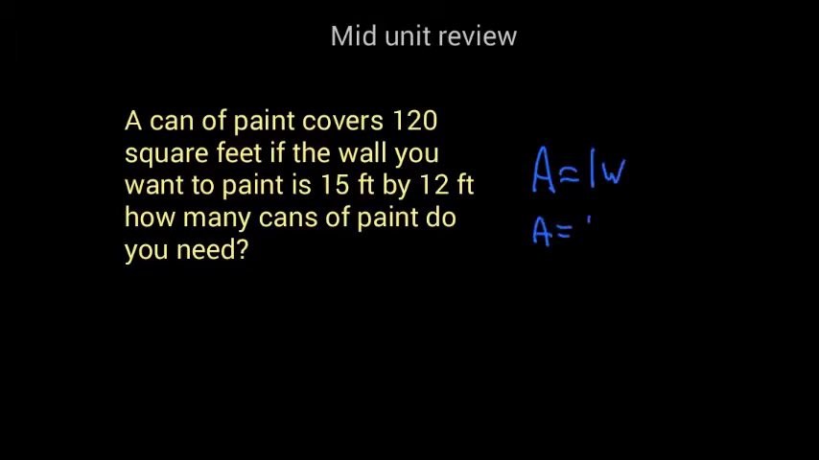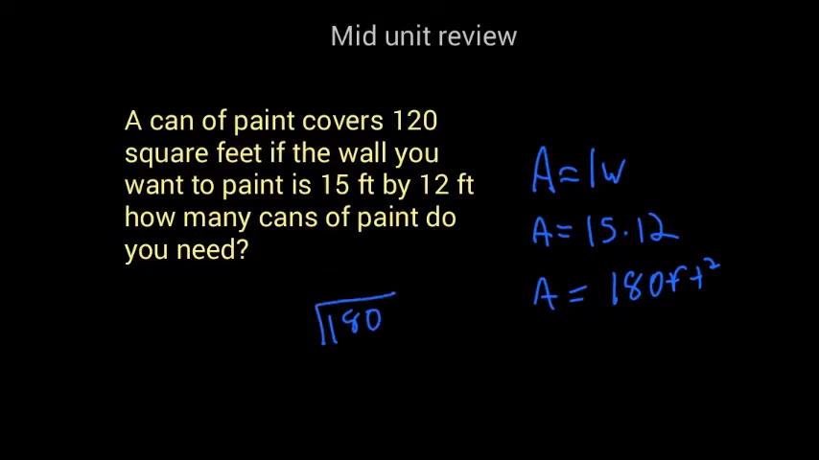So area is going to equal 15 times 12. Let's work out 15 times 12, and get an area of 180 feet squared. Now my can covers 120, so I'm going to divide 180 by 120. So we'll go in there one time, subtract, I get 60, add a decimal, and 120 will go into 600 5 times, which is exactly 600.